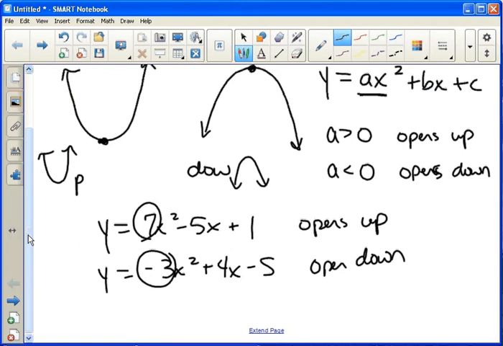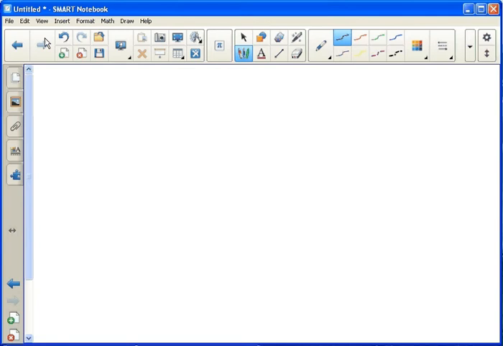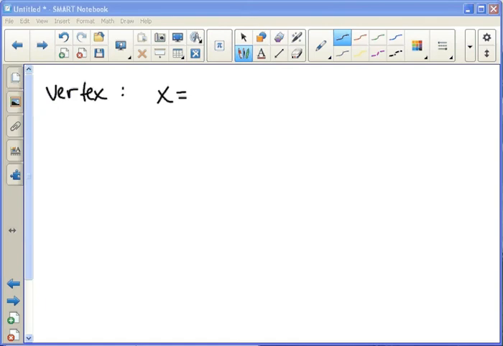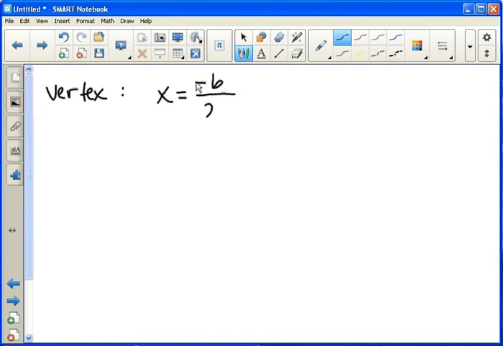Now to find the vertex, again, the vertex is either the minimum or the maximum. The vertex is at x equals negative b over 2a. And again, that goes back to these letters here. So b is the number in front of x, and a is the number in front of x squared.